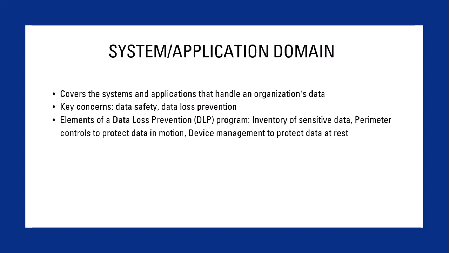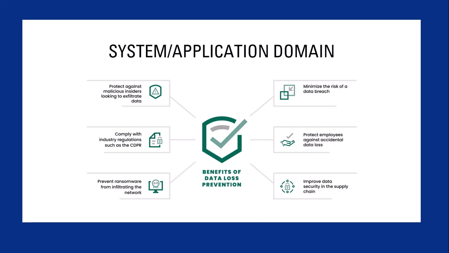Other important aspects of the system application domain include secure development practices for in-house applications, thorough security testing of third-party applications, regular patching and updates to address known vulnerabilities, backup and disaster recovery to protect against data loss, access control and monitoring for databases and file shares, and security configurations for cloud services and APIs. Here are a few of the benefits of having a data loss program.